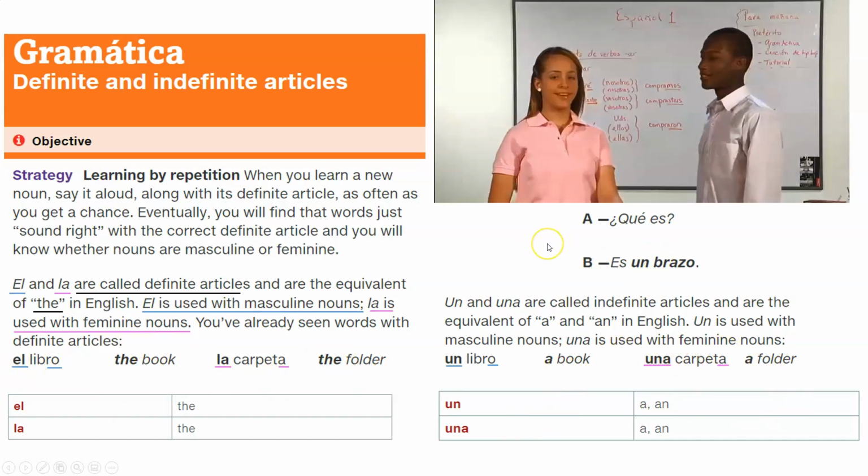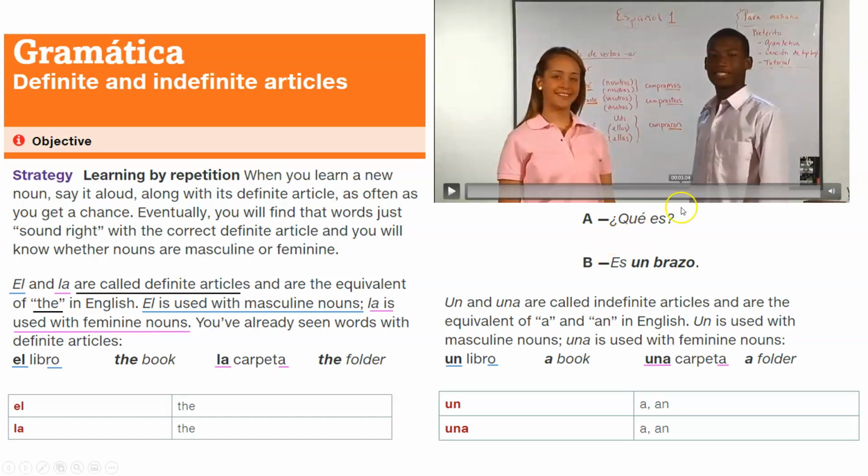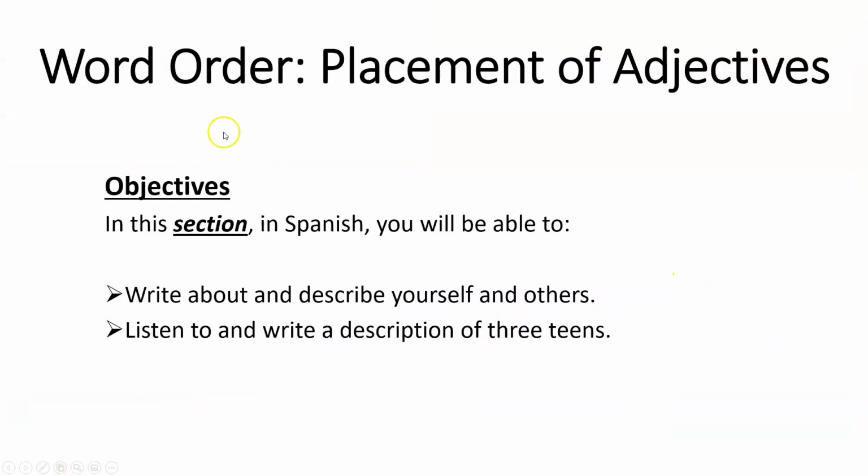¿Qué es? Es un brazo. What is it? It's an arm. Es un brazo, not the arm, an arm. Next. All right, pause, write this down, the last grammar lesson before we get to the review.